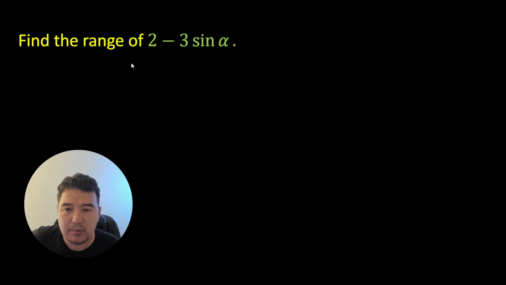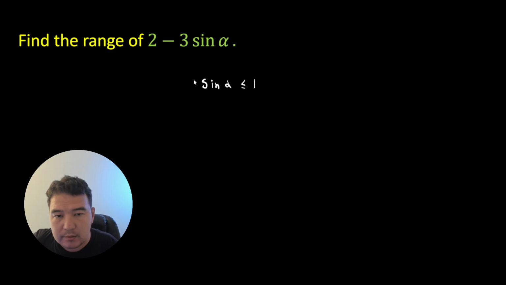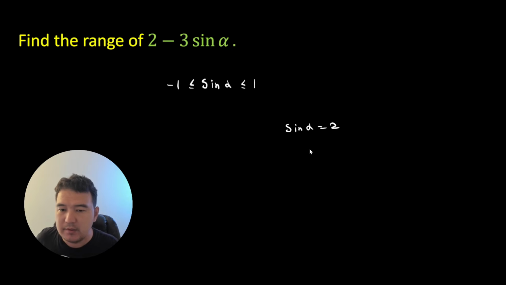Next, we have the following problem. Find the range of 2 minus 3 sine alpha. As you may have seen from the table, the values of sine will range from -1 to +1. So the same goes for cosine, the maximum is 1 and the minimum is -1. So if you are asked to solve some equation like this, it means there is no solution. Sine cannot be greater than 1 or less than -1. So it's between -1 and 1.